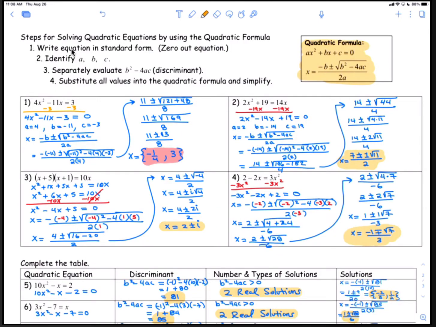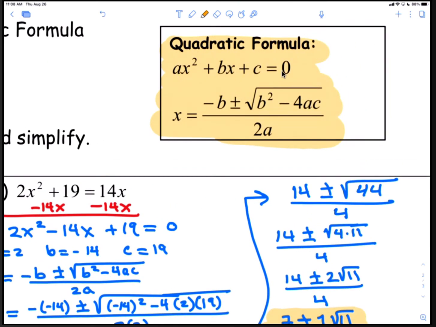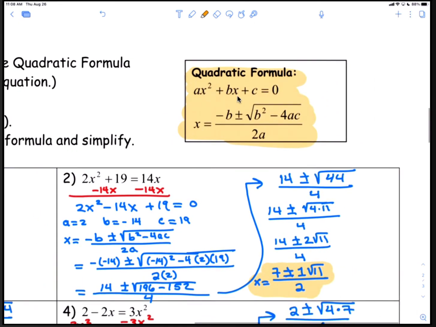All right, on the next page, we have 4 steps for using the quadratic formula to solve a quadratic equation. We recognize the quadratic formula over here, and then this is the quadratic equation in standard form, where it's a times x squared plus bx plus c equals 0. All right, so when the quadratic equation is written in standard form, we can use this quadratic formula to solve.